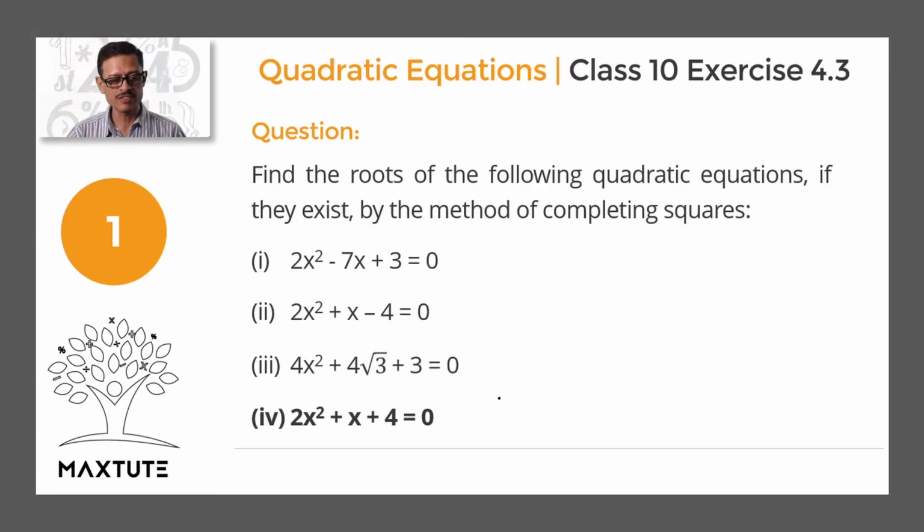So move on to the last of the equations, which is 2x square plus x plus 4 equals 0. As always, pause the video, try it, come back to the video after that. Have we done that? Let's move on.